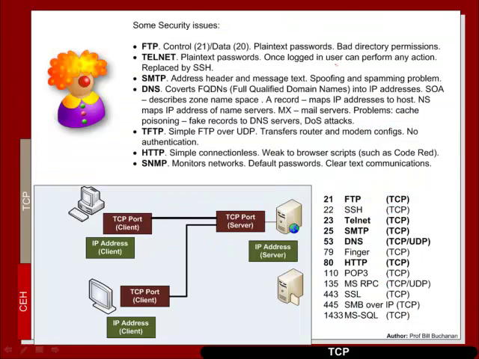Some security issues with some of the protocols include FTP. Port 21 is used for the control and port 20 is used for data. Unfortunately, it sends its data and passwords in clear text, and a network sniffer can often find these user IDs and passwords, and often there are bad directory permissions where someone could log in with a low level of access and access directories inside the system. Telnet uses plain text passwords; they aren't encrypted at all.